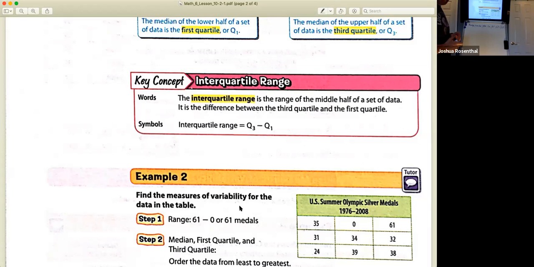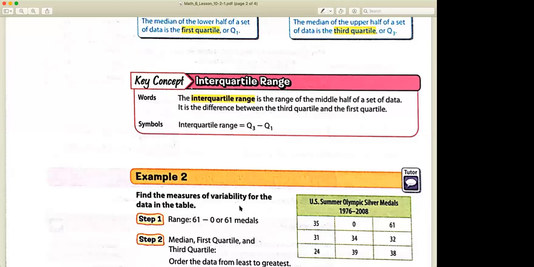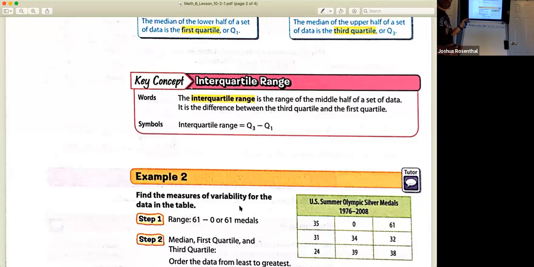I'm going to write these data sets here. 1976 to 2008. Oh, it's because the Olympics are every 4 years. So let's see. 76, 80, 84, 88, 92, 96, 2000, 2004, 2008. Yeah, that's 9 different Olympics. That's why there's 9 different amounts of medals for the U.S. There's also the Winter Olympics, but if you look at the chart, it's only for the summer.